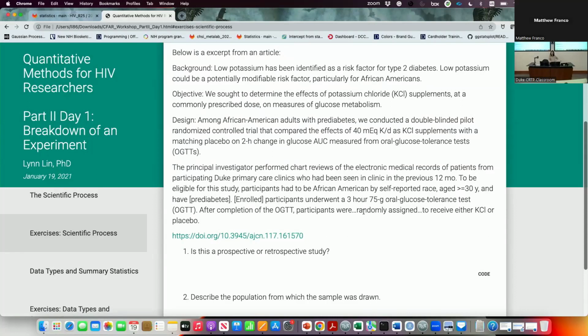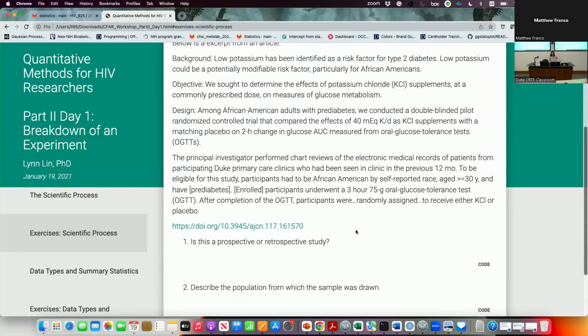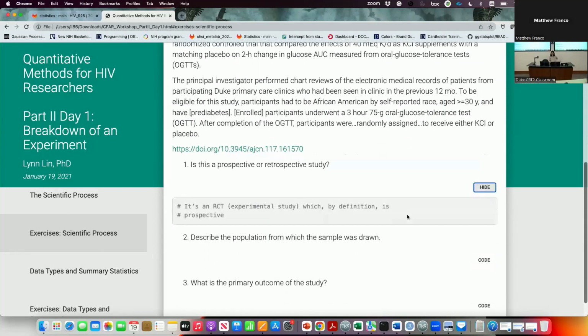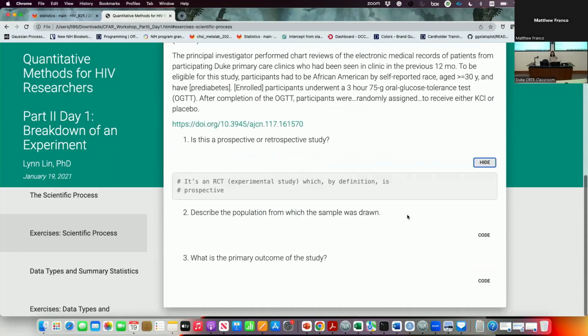So first of all, is this an observational or experimental study? Yes, experimental, because it conducted a clinical trial, right? What's their research question? Will supplements of potassium... Yes, so that's the objective here. Okay, so is this a prospective or retrospective study? Prospective, right? Because you are collecting the data.